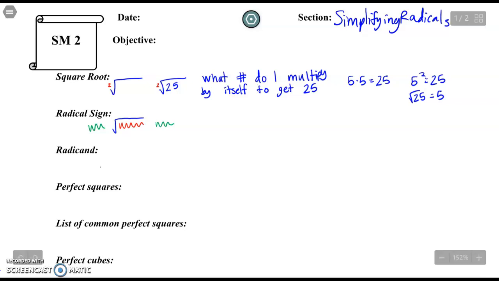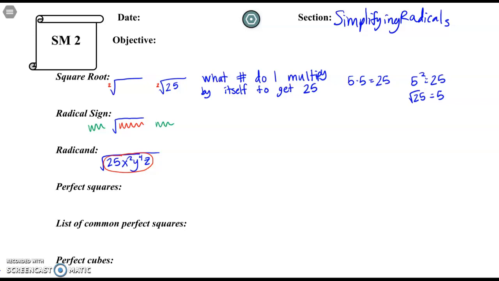The radicand, which is our next important vocab word, is whatever you have inside the square root. You can have variables, you can have numbers, you can have basically almost whatever you want as long as it represents a number. So the radicand would just be the stuff that's inside or underneath the radical sign. We're going to be doing a lot with the radicand as we work through these problems today.